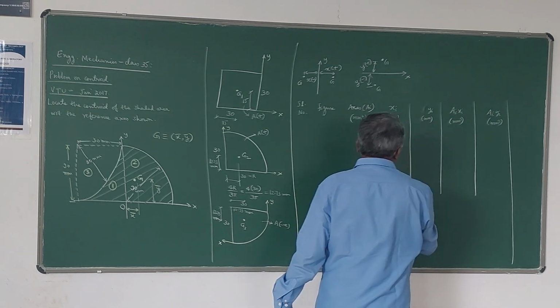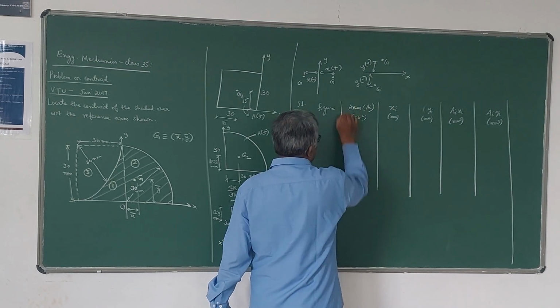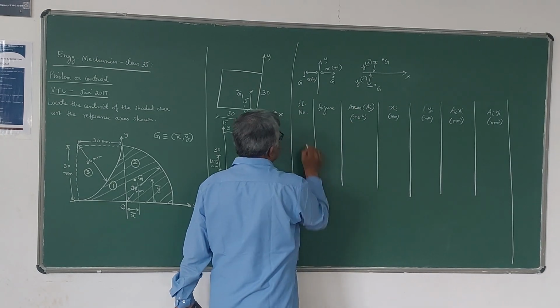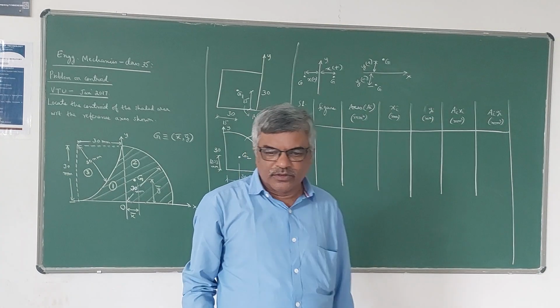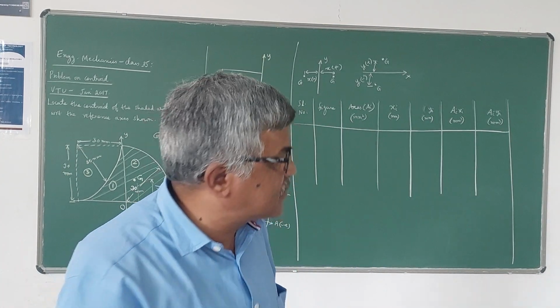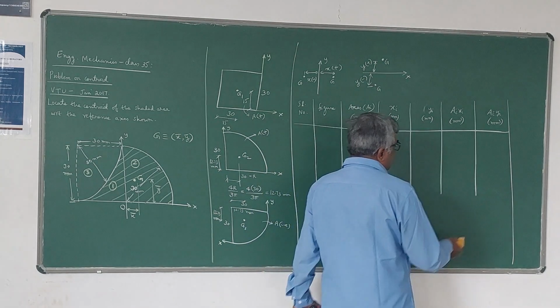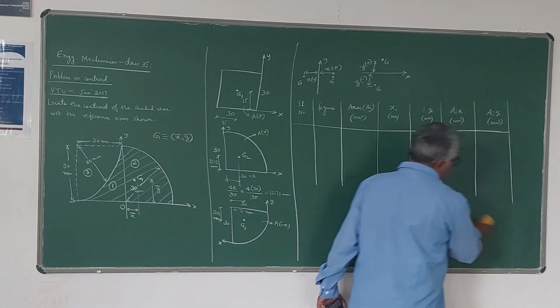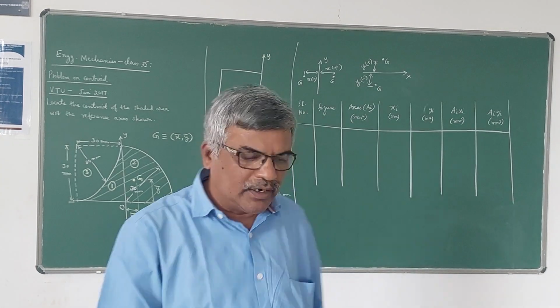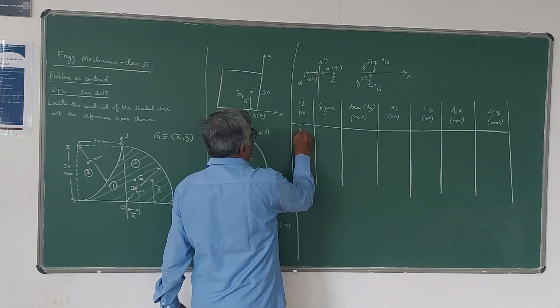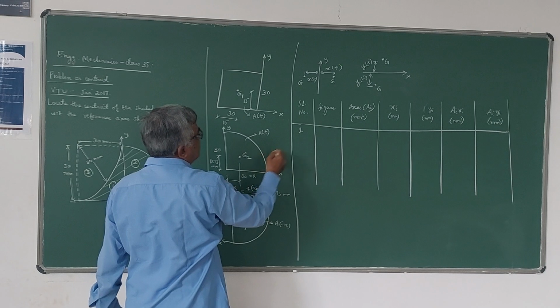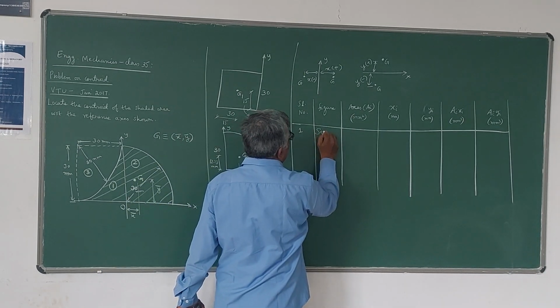Here there are only 3 simple sections. First one is a square, second one is a quarter circle, third one is also a quarter circle. So since there are only 3 simple sections, we have only 3 rows here. So here number 1, I write one by one. First one is a square. So now let us refer to these figures now. First one is a square.